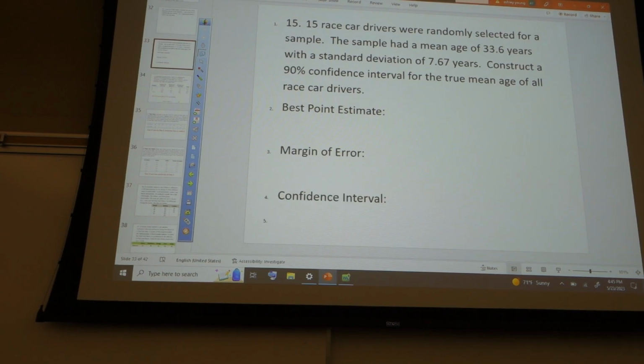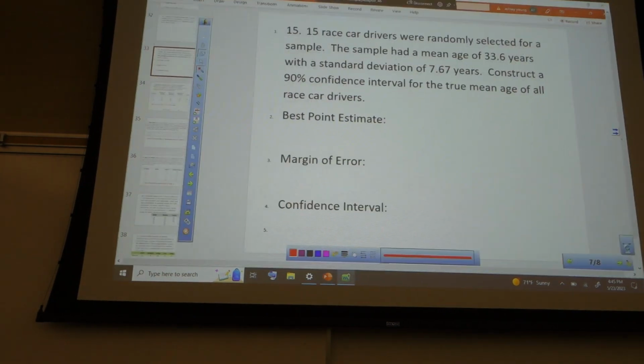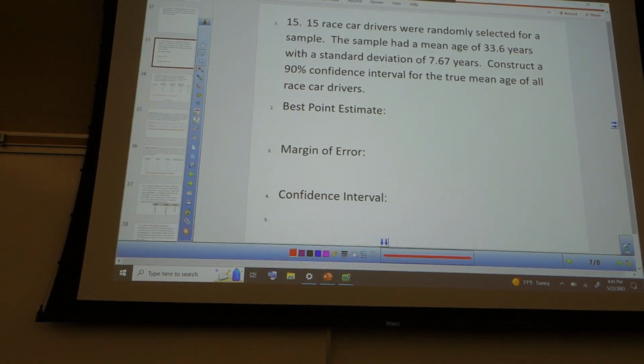Now you have number 16 on your sheet. Looks like this. So what kind of problem is this one? Yep, it's a confidence interval. It has a mean, so it's going to be t, and it's a mean. Standard deviation is 1.